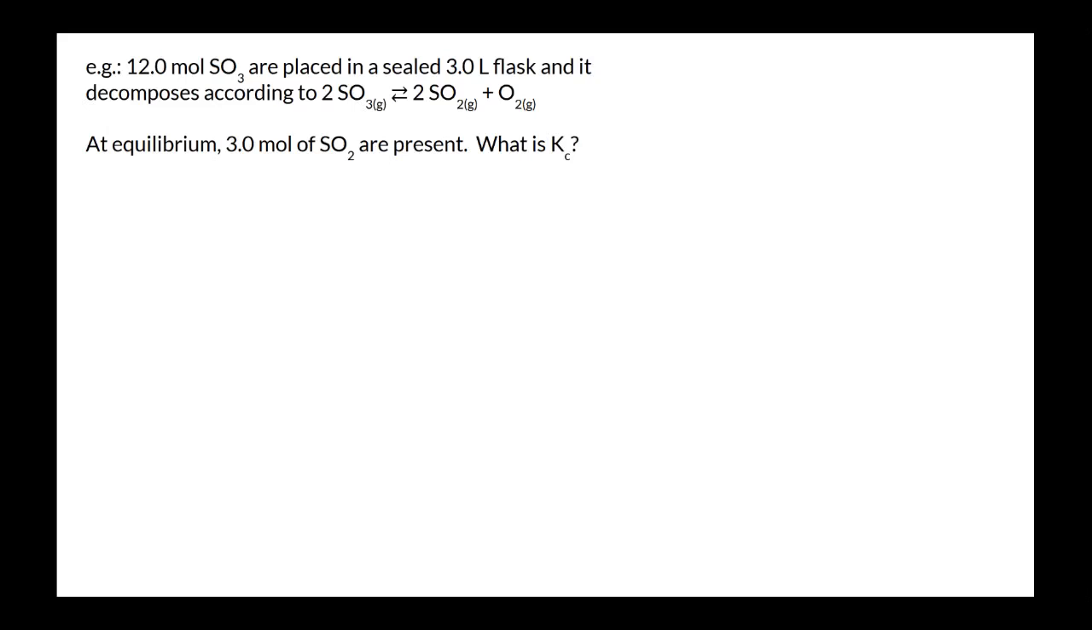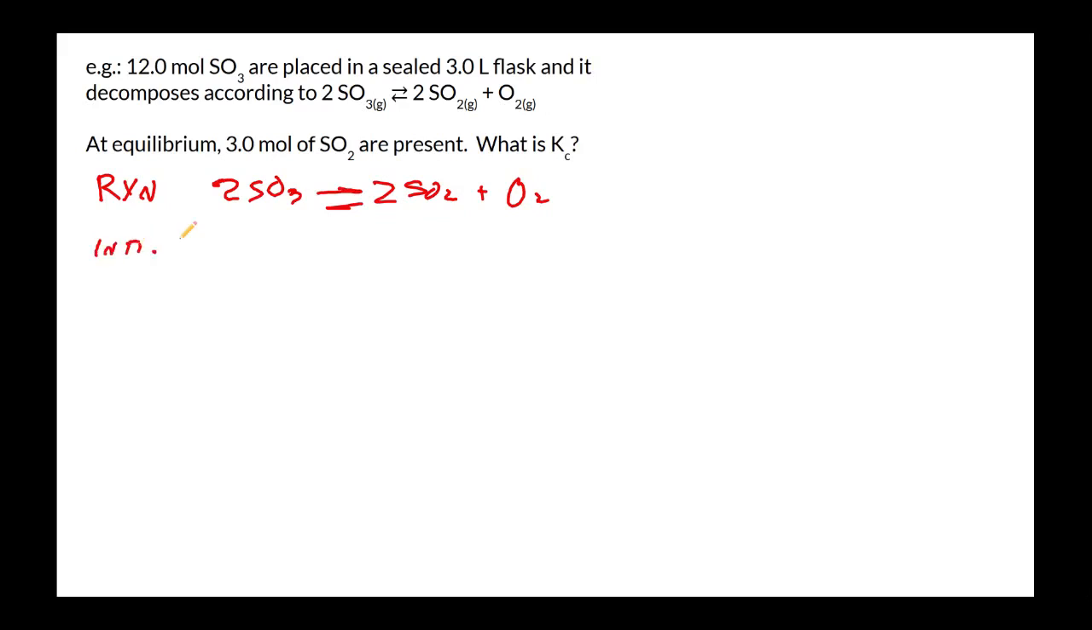First of all, let me introduce you to the concept of a RICE chart. The RICE chart has rows that correspond to those letters in RICE. The first one is the reaction. In this row of the chart, we're going to put the reaction. In our case, it's 2SO3 in equilibrium with 2SO2 plus O2. So that line is the reaction line. I'm leaving off some details here. Everything's gaseous, so I don't have to worry about that. It's a homogeneous reaction, and I don't have to think about what's going to have values in my K expression or not.